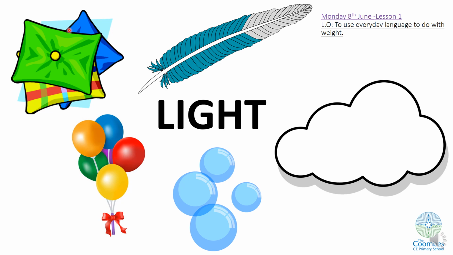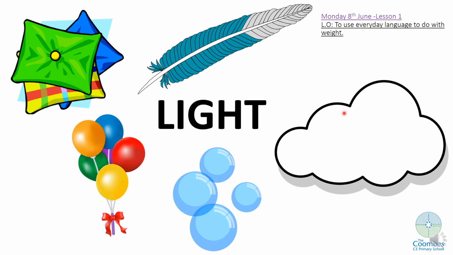So over here we've got some cushions and some pillows. They are very, very light. You can pick them up easily and carry them around. They're also very soft, so that is nice. Here we've got a feather. Birds have lots of feathers on them, and because their feathers are very light, that means it's easy for them to fly. We often use the saying, light as a feather.